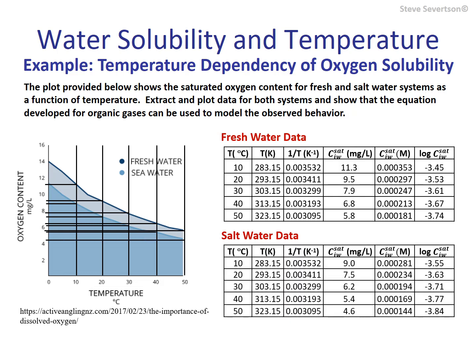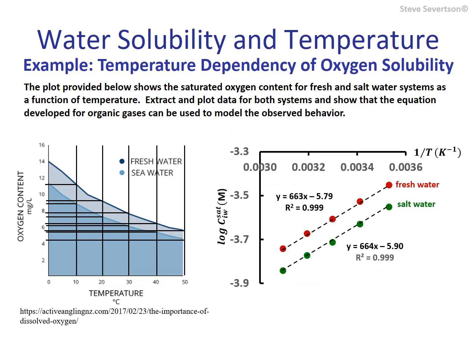As expected, the slopes for both lines are positive, consistent with the exothermic condensation of the oxygen and a decrease in solubility with increasing temperature. The lines are parallel, and the shift, that is, the difference in their intercepts, is due to the decrease in oxygen solubility with increasing electrolyte concentrations, which will be discussed shortly.